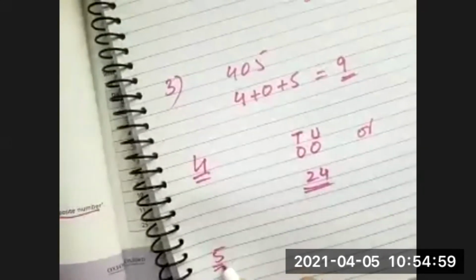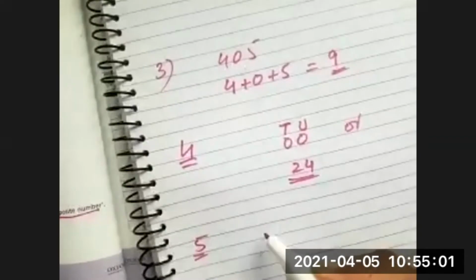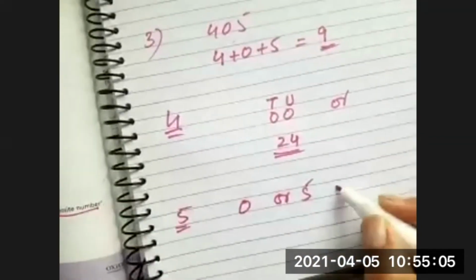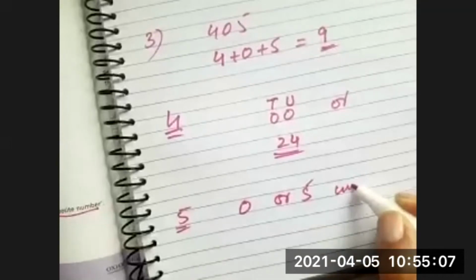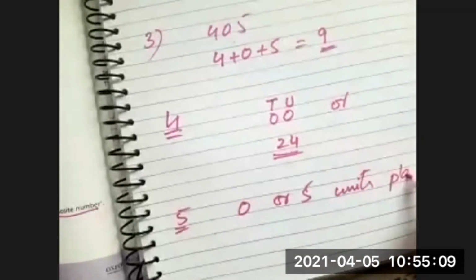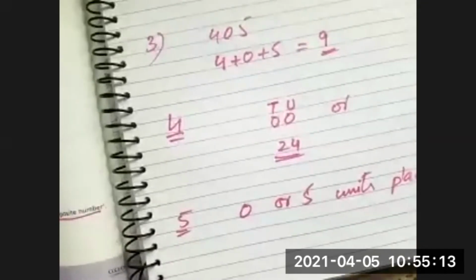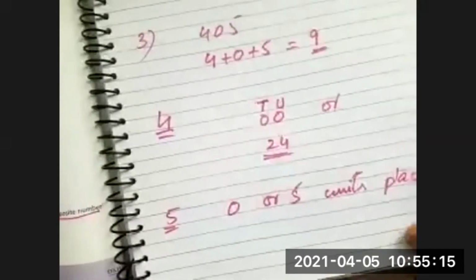Rule of 5, if there is 0 or 5 in the unit space of any number, the number is divisible by 5. So in the unit space, if you find 0 or 5, the number is divisible by 5. Written in the book. So read out all the rules by yourself.